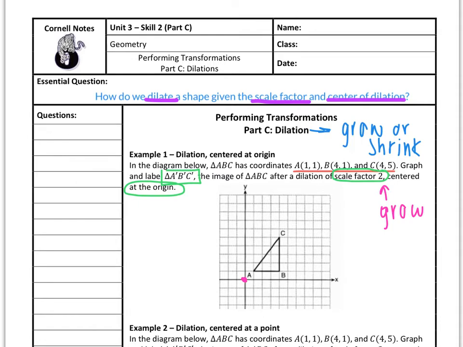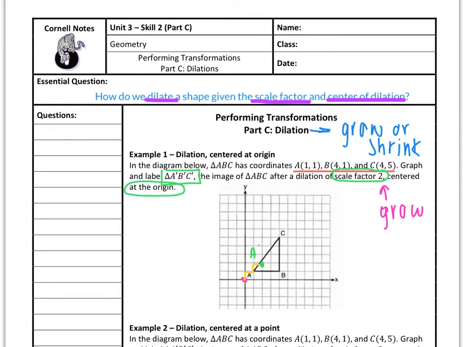So the first thing that you want to do is you're going to start one point at a time. So for instance, I'm going to start with A. From the center of dilation, which we know is the origin, right now I'd have to go up 1, over 1. Well, if I want to double that distance, and I know I'm doubling it because my scale factor over here is a 2, I'm going to simply go back and say, all right, if I went up 1 over 1, I'm going to do that one more time. Up 1 over 1, and that's going to be my new point A. So I'm going to put a dot there, and that's going to be A prime.